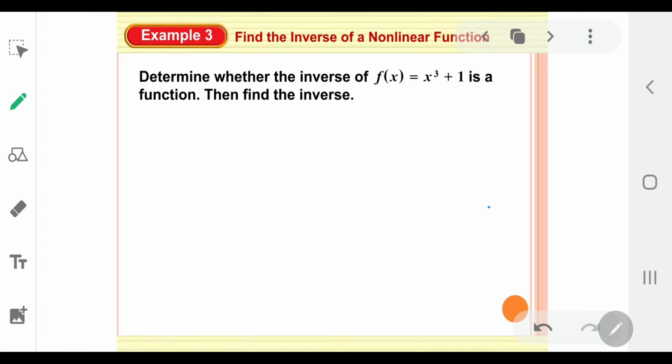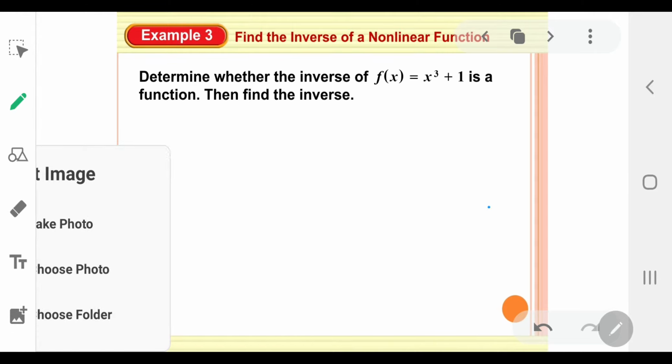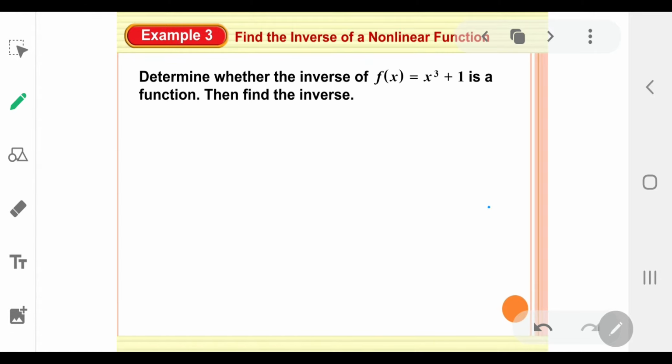Example number 3, if you're still following from the textbook, it's page 382, it's asking you to find the inverse of a nonlinear function. But first, you have to determine whether the inverse is a function or not. How do we do that? We can graph this function and use the horizontal line test. If it crosses in 1 point, then the inverse is a function. If not, then the inverse is not a function.